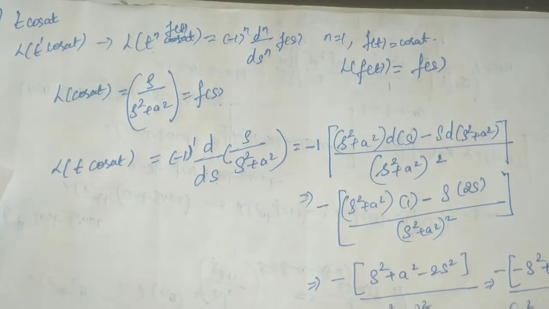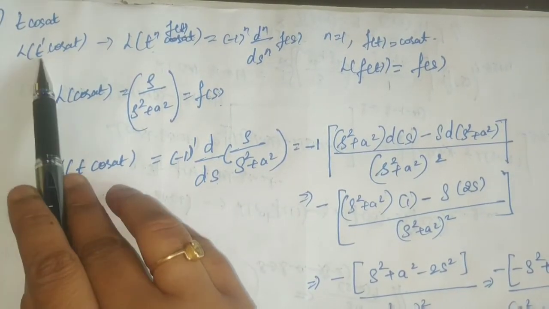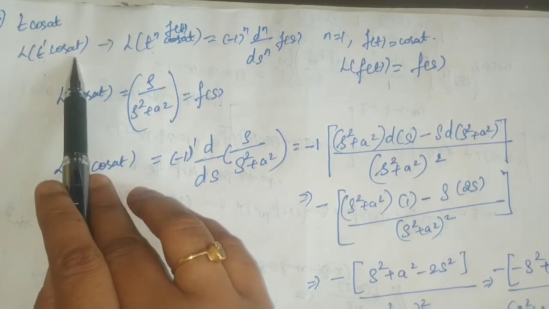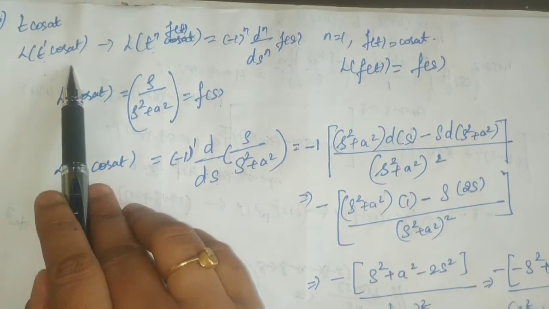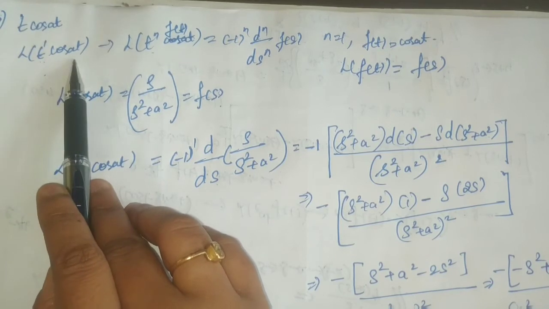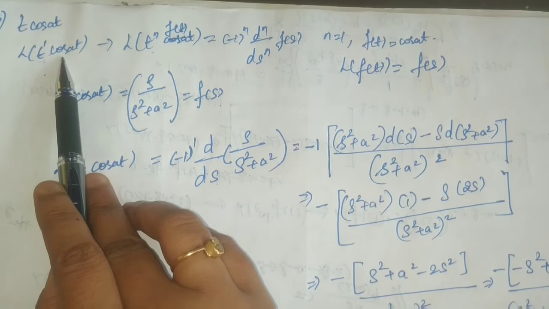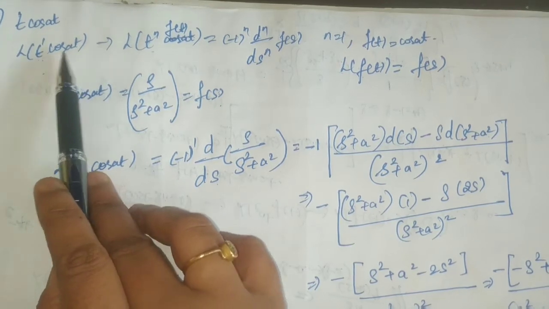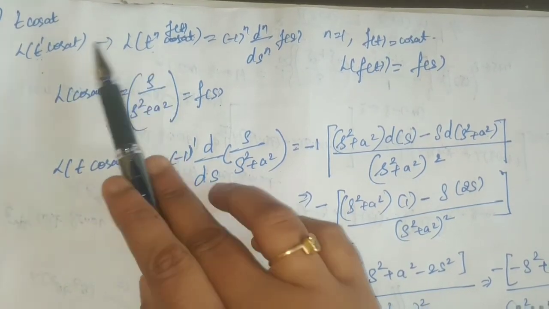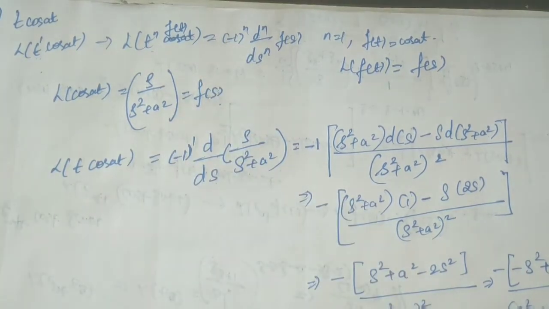So this problem was a product of polynomial t power n into a function. If suppose the same problem had an exponential instead of cos, take the exponential first and keep this in the second. You can use the first type because solving the first type is easier than going for the second type.